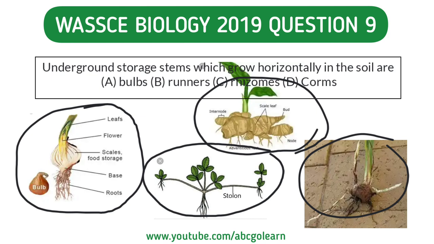according to what I divided, I said a continuously growing horizontal underground stem. It's growing horizontally. So that's it. It's rhizome.